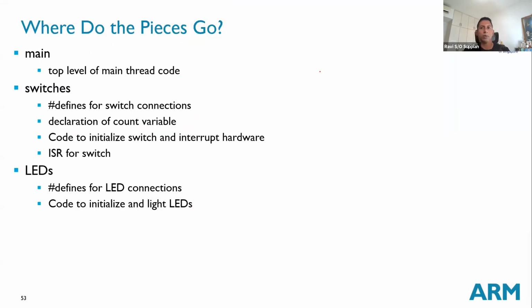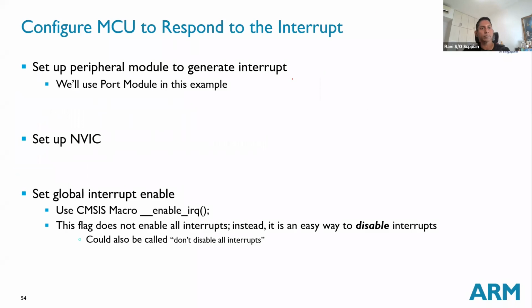So that is the whole idea of the programming flow. We need a main program to do all the initialization, everything. Then we need to define the switches, and finally the LEDs. And then we also need to configure the microcontroller accordingly to make sure we are able to respond to the interrupt. In the last lecture and the lab, we also saw how to do some basic configuration, the clock gating, the input or output, and so on. Today we'll look at a few others. Then we also need to set up the NVIC, and also enable interrupts.